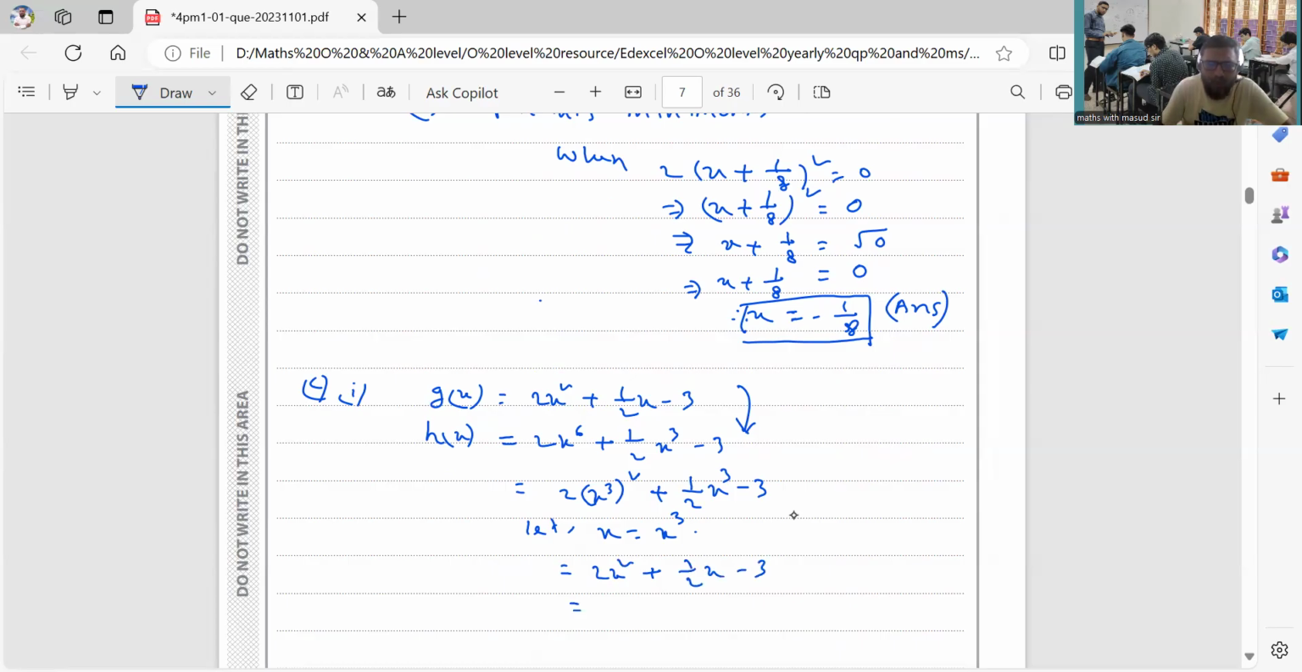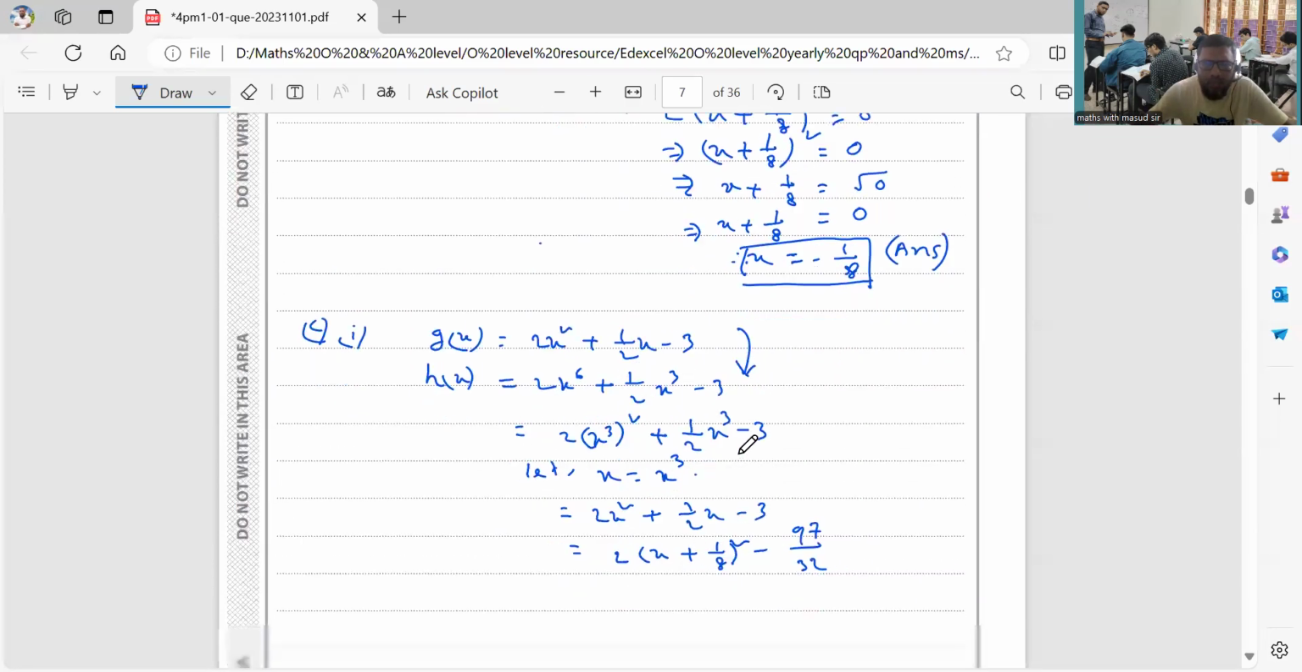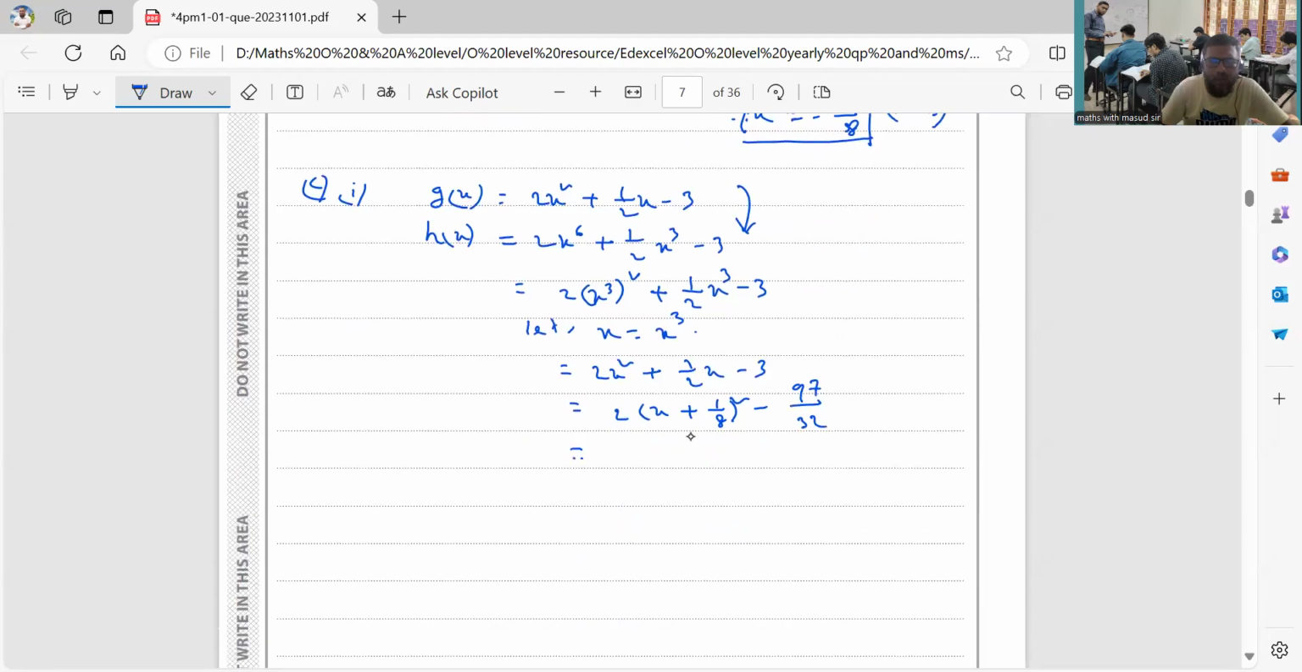And already we made this form: 2 bracket x plus 1 by 8 whole square minus 97 over 32. Yeah, same thing. Now we can write the final equation, h(x) equals 2 bracket x cube plus 1 by 8 whole square minus 97 over 32. And maybe 2 or 3 years back, we had the same or similar questions. So this question is repeated. That means this type of question is important.